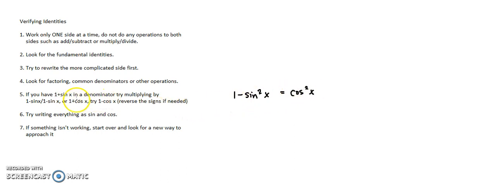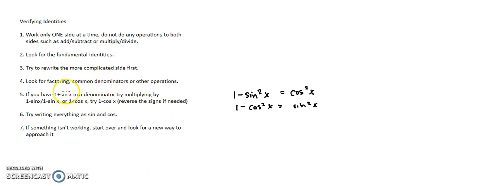And then same thing for cosine. If you have 1 plus cosine x, try 1 minus cosine x over 1 minus cosine x. That'll give you 1 minus cosine squared, and that's sine squared. Sorry, we're doing x, not theta. And then the same thing, if you have 1 minus sine, you do 1 plus sine over 1 plus sine. If you have 1 minus cosine, you do 1 plus cosine over 1 plus cosine.